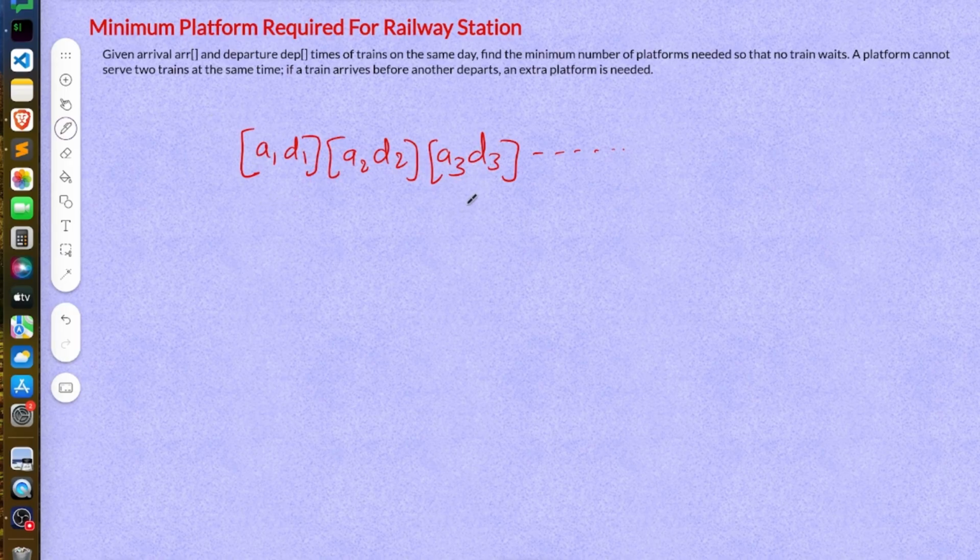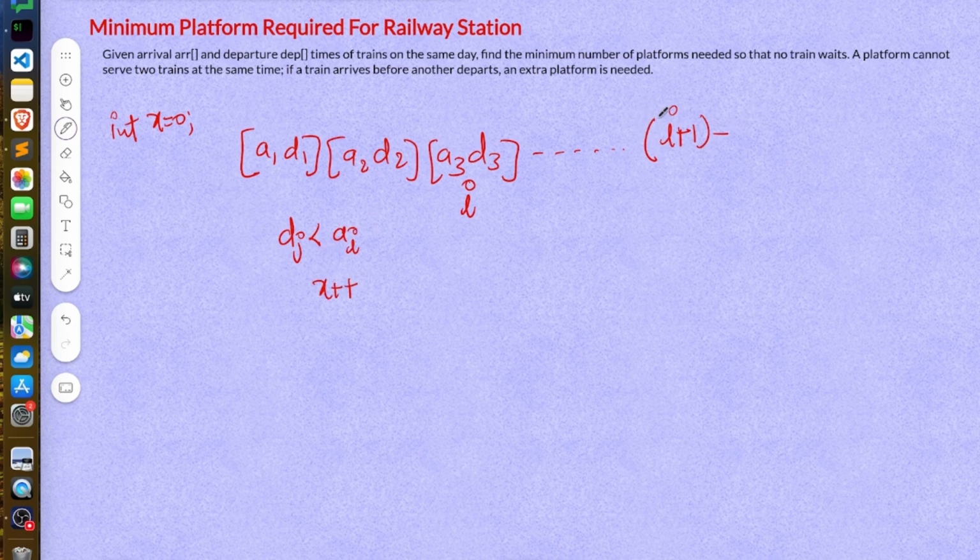So what we will do is go through each index I. By the time I come, how many trains have arrived? I plus 1, right? Considering it's 0-based indexing. Now we can find out how many trains there are before I whose departure time dj is less than my arrival time. We can just keep incrementing a variable. Let's say I initialize x equal to 0, and whenever you see a train whose departure time is less than my arrival time, just do x plus plus, right?